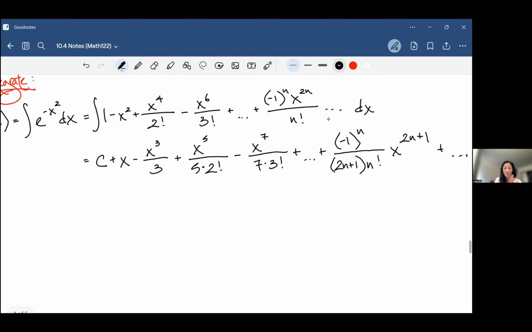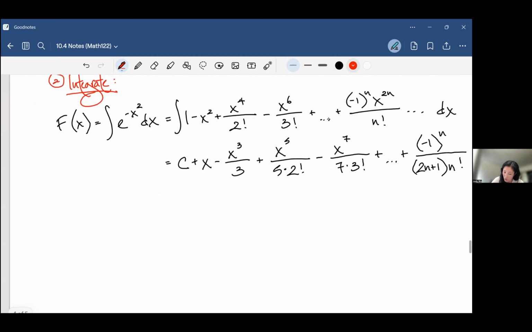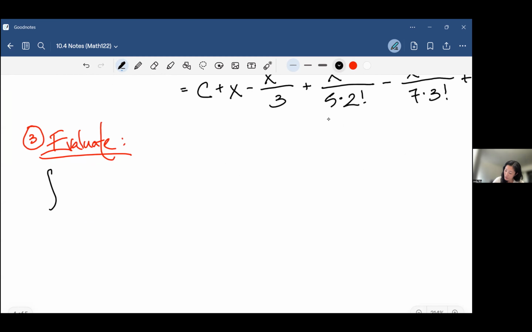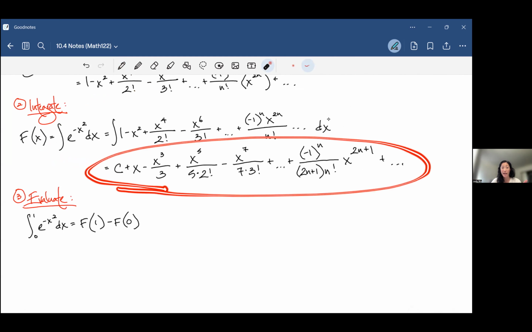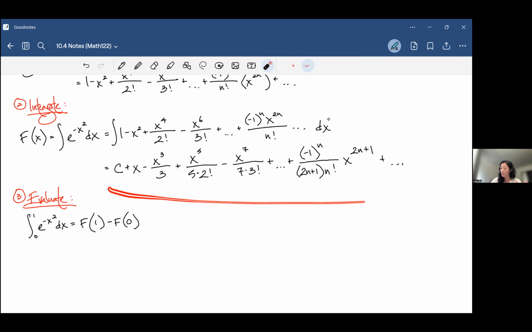I've written out a bunch of terms, I've taken my integral one at a time, and now I'm going to evaluate. What do I mean by evaluate? I mean that the integral from 0 to 1 of e to the negative x squared dx is going to equal f of 1 minus f of 0, because those are my bounds. I need to plug 1 in everywhere I see an x, and then plug in 0 everywhere I see an x, and subtract the two and see what we get.